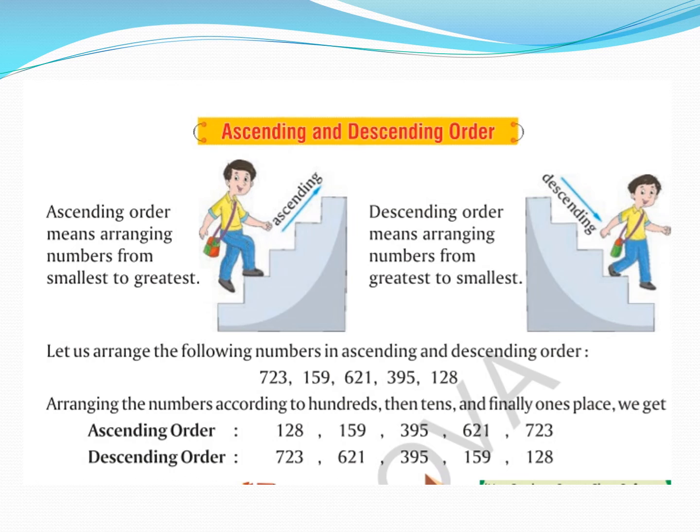723, 159, 621, 395, 128. Arranging the numbers according to hundreds, then tens, and finally ones place, we get, you can see the numbers in ascending order as well as in the descending order.